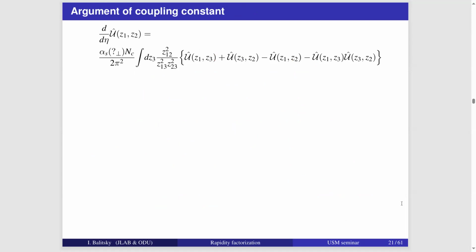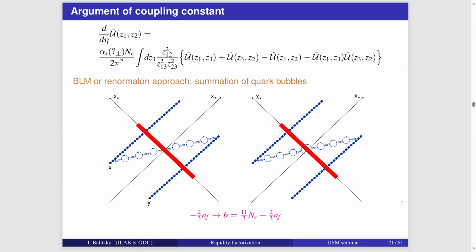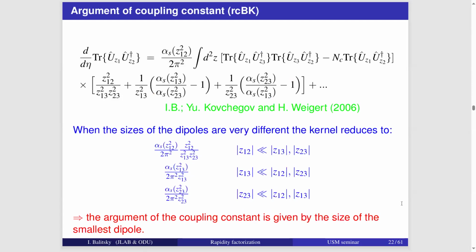Okay, so that is the last thing which I need to mention about the kernel. When you write down even the leading order equation, you have a problem, because what is alpha here? In the BFKL, no problem; it is determined by the renormalization group. In the BK equation, you need to find out the argument of the coupling constant. That was done by Kovchegov, Weigert and me. We used the BLM, or renormalon, approach.